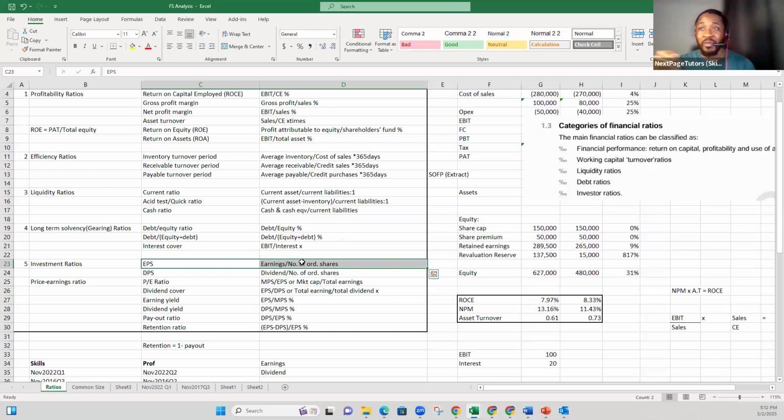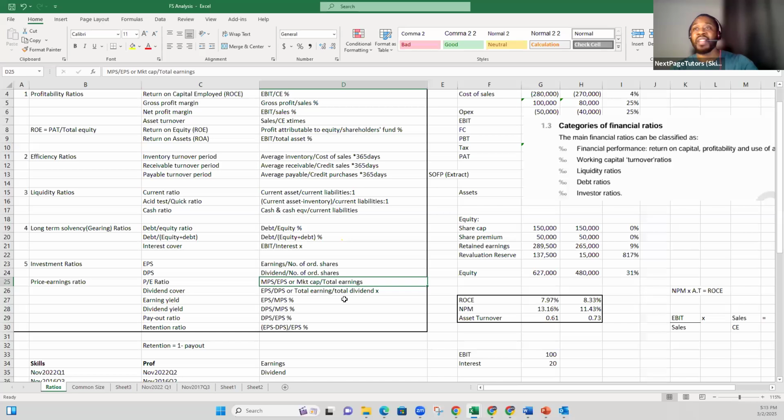If earnings per share is earnings over number of ordinary shares, what should dividend per share be? Dividend over number of ordinary shares. Very straightforward. Now, another ratio is the PE ratio, price earnings ratio. Price earnings ratio is price over earnings. That's why we say PE ratio equals market price per share over earnings per share. Or we can work with totals and say market value, or market capitalization, over total earnings. Are we together?